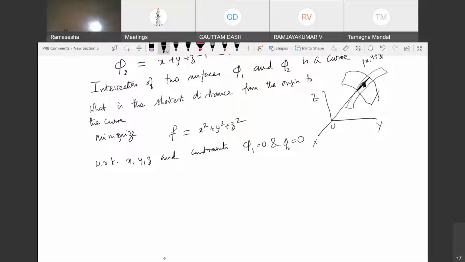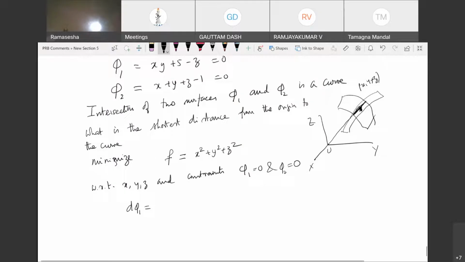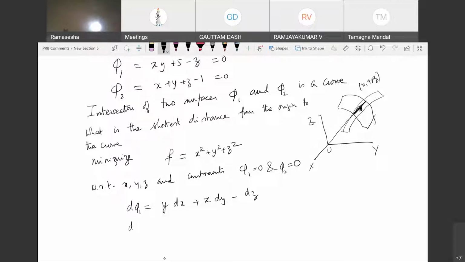So dp1 is equal to the partial of p1 with respect to x times dx plus the partial of p1 with respect to y times dy plus the partial of p1 with respect to z times dz. This is what dp1 is, so that would be dx plus dy minus dz. And p2 equal to x plus y plus z minus 1.